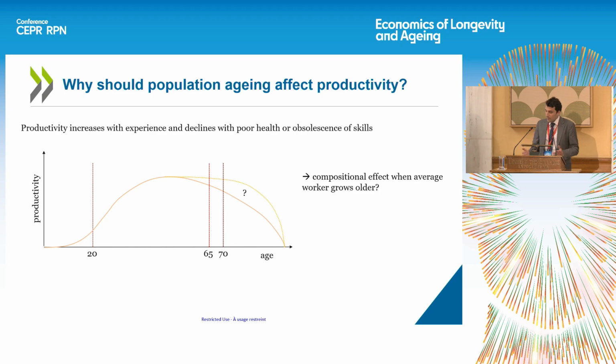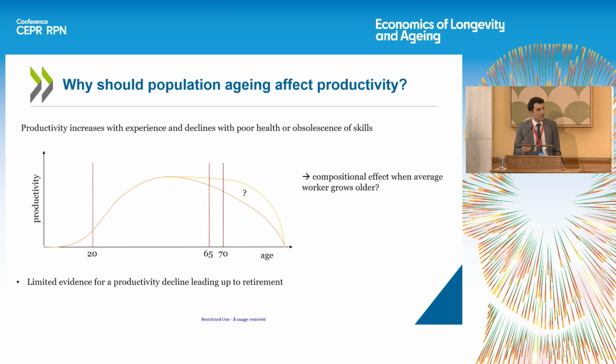So I think the reason that many people believe that population aging is clearly bad for productivity is because they have some sort of graph like this in mind, where individual productivity increases initially with experience and then declines at some point with poor health or obsolescence of skills. And if that's the case, then perhaps there's purely compositional effects as the average worker grows older. However, if you look at the literature, there's actually very limited evidence for a strong productivity decline leading up to retirement. And that is especially true for white-collar jobs. But even outside white-collar jobs, the evidence for productivity declines is just not that strong.